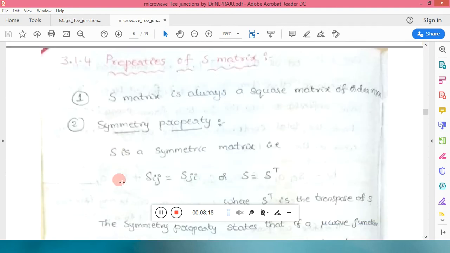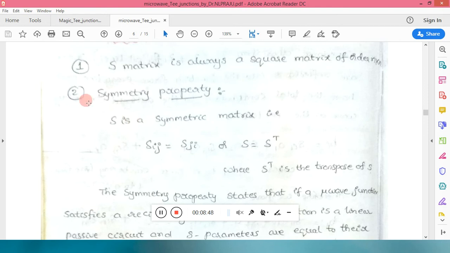So, properties of the S matrix, before going to discuss the various microwave T junctions, we require some properties of the S matrix. The first property is that the S matrix is always a square matrix of order n cross n, where n represents the number of ports. So if it is a two-port network, n cross n is equal to 2 cross 2. If it is a three-port network, it is equal to 3 by 3.